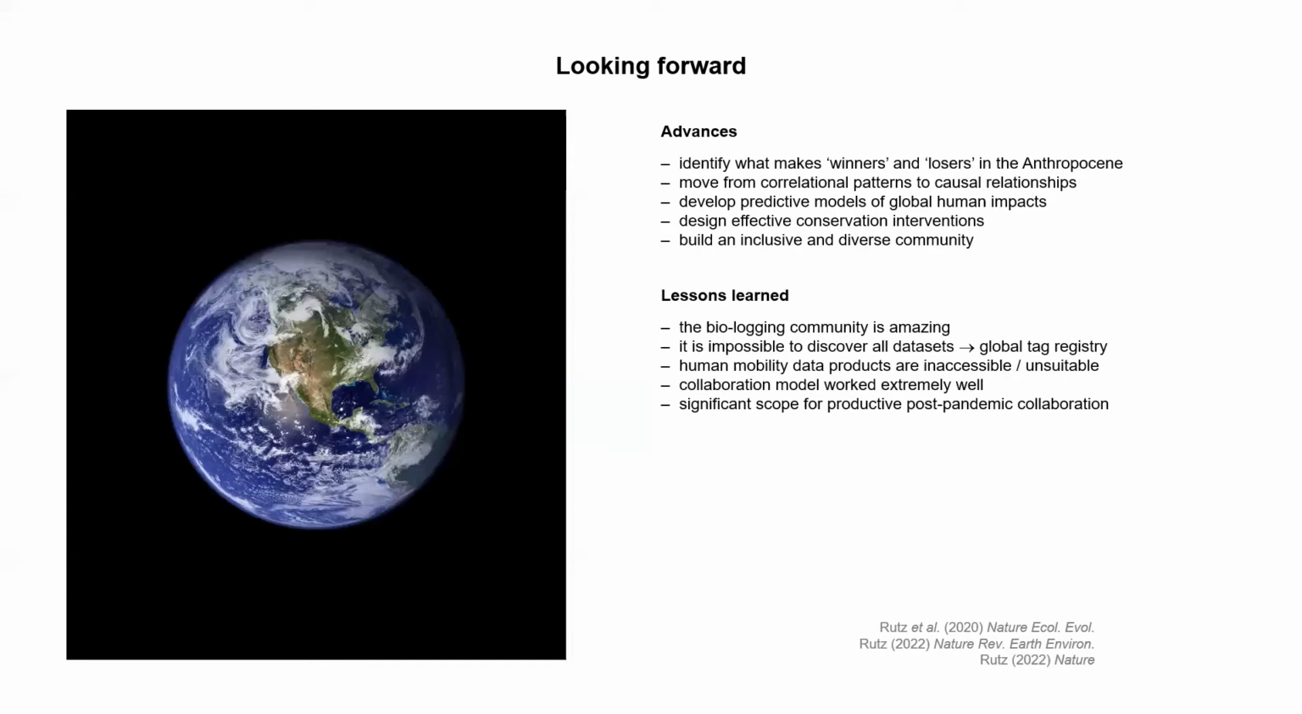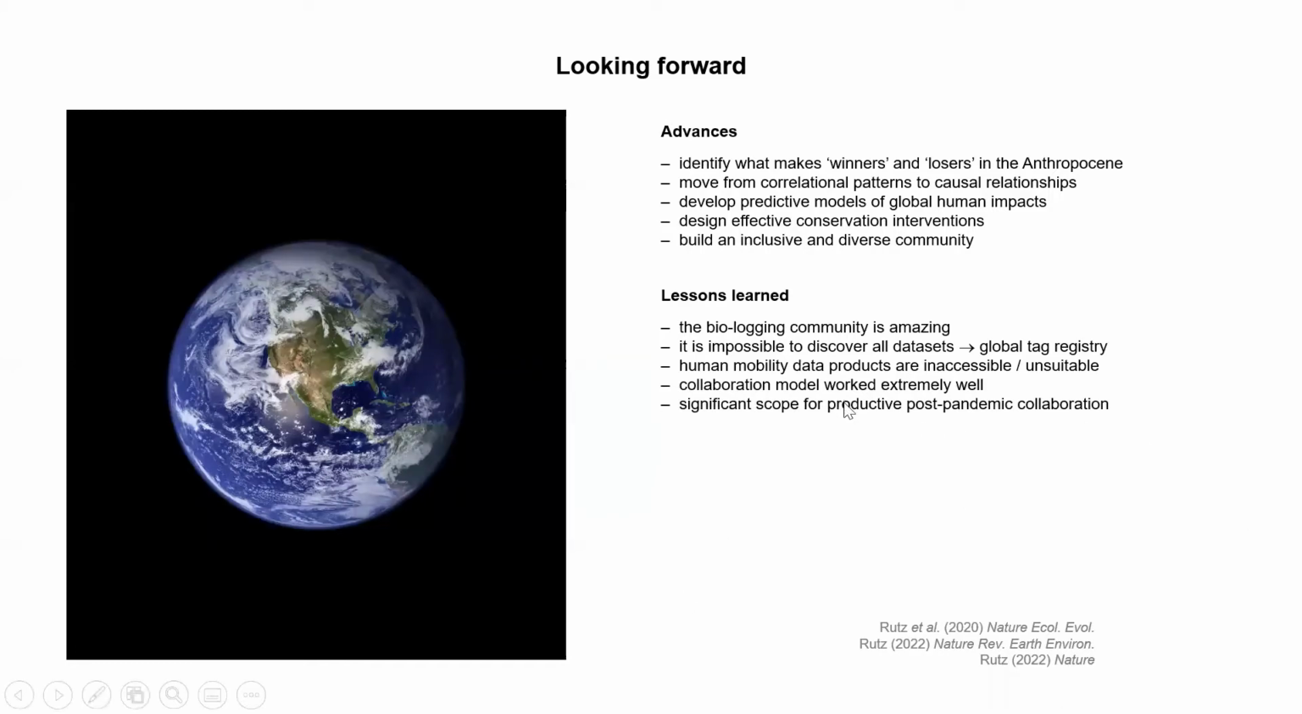I've got a paper coming out in a few weeks' time in Nature, where I suggest we need a global tag registry. That is not a data repository, it's a different idea. I would be happy to discuss that with you. We also learned that human mobility data products are usually inaccessible to us ecologists, or they are presented in a form that is unsuitable for linking with animal movement data. And that is something we really ought to address as a community. And the team led by Diego Elisoto and Ruth Oliver have a manuscript that focuses specifically on this challenge.